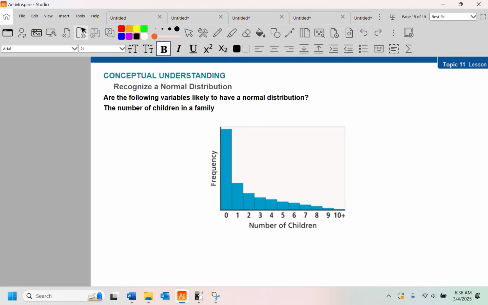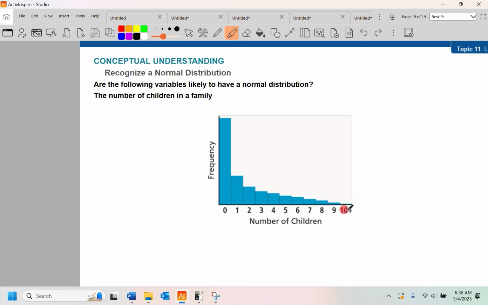All right, recognize normal distribution. Are the following variables likely to have a normal distribution? The number of children in a family. Your notes have this histogram blocked out, but if you actually drew a histogram for the number of children in a family, you would find that the frequency of having 0 children is fairly high, and then 1, 2, and 3, and it drops off significantly. Because this is over here, this is like Mormon territory, right? 10 kids? That's crazy. Who would do that?